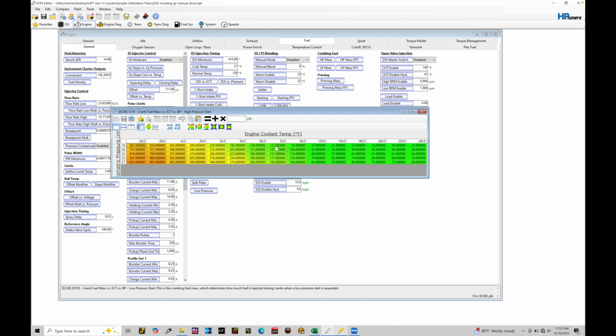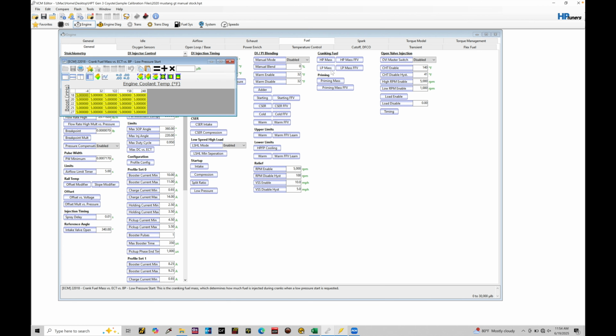It uses this table until the engine reaches about 350 to 450 RPM. That's where the engine control module assumes the engine is running, and it exits the cranking fuel mass table. So simple enough. So this is the primary table. If you do need to adjust and add more fuel, you'll do so in this table.